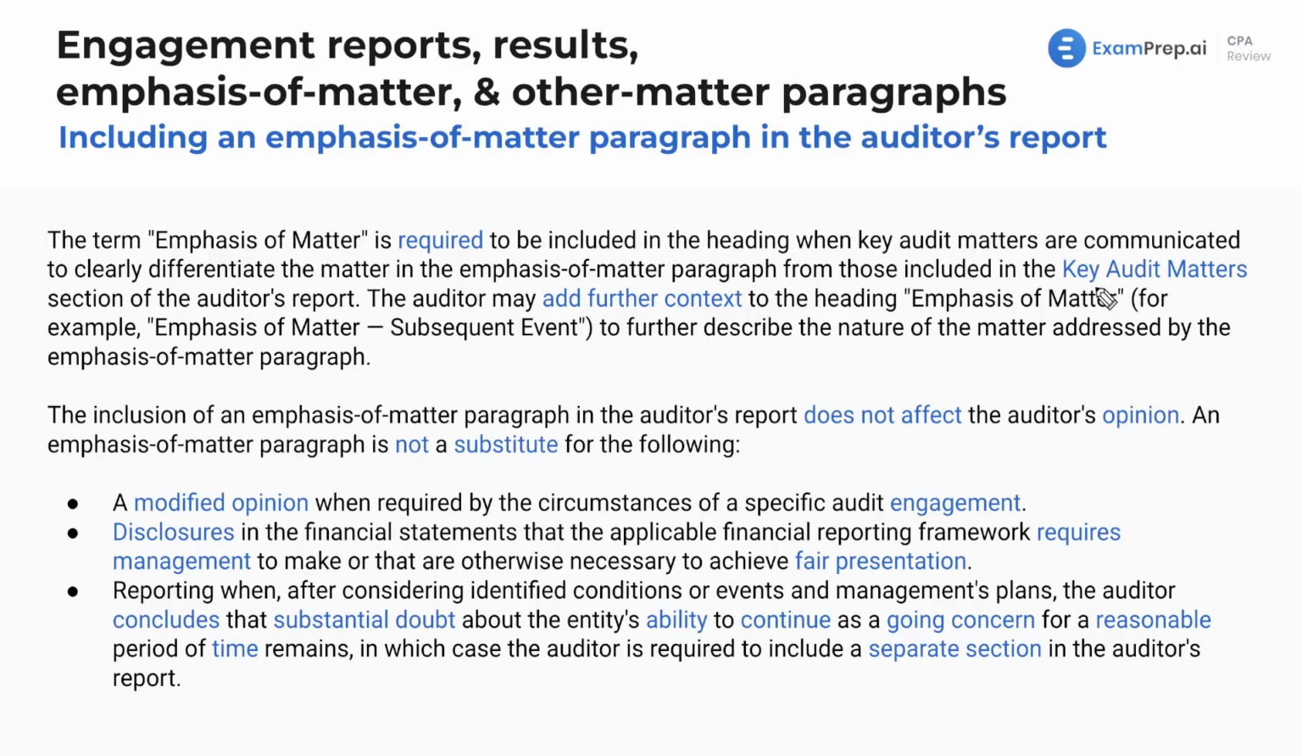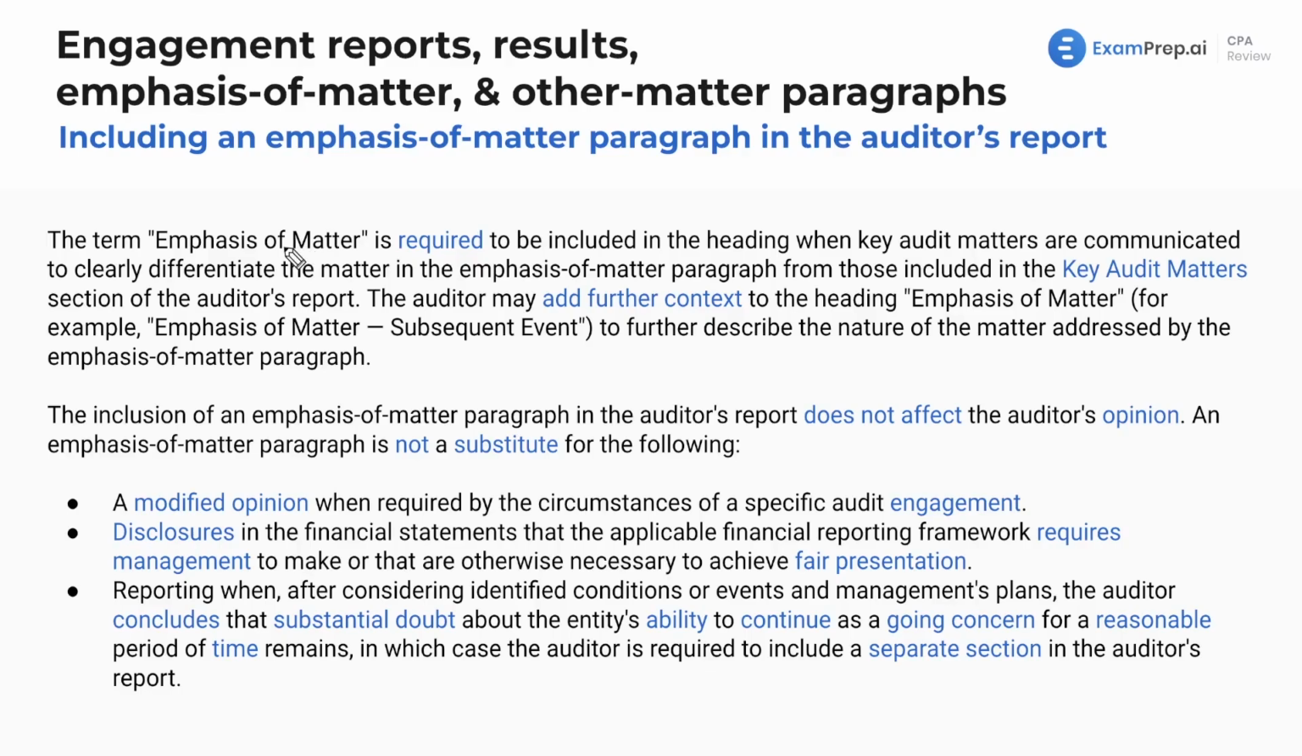What are key audit matters? These are items that are very important, that require a lot of subjectivity and estimates, and which are particularly challenging within the audit. Emphasis of matter, these are just items you want to underline, bold. They're not particularly difficult items. They don't have to be, or they can be.